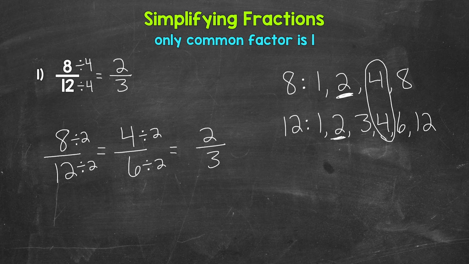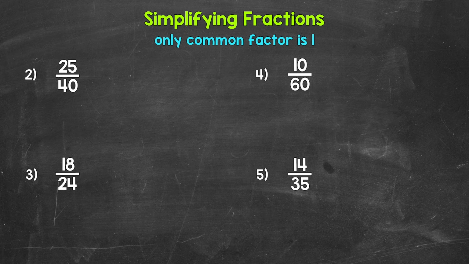If we use the greatest common factor between our numerator and denominator, then we will simplify in one step. If we use a factor less than the greatest common factor, then it will take more than one step. So something to keep in mind. Let's move on to our next examples. Taking a look at numbers 2 through 5, we're going to simplify these without writing out factor lists. Just remember, we're looking for common factors that we can divide our numerator and denominator by.